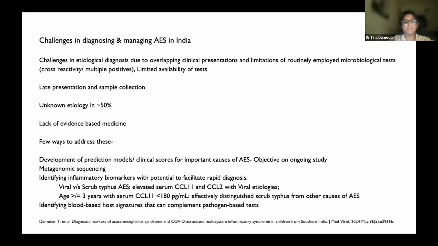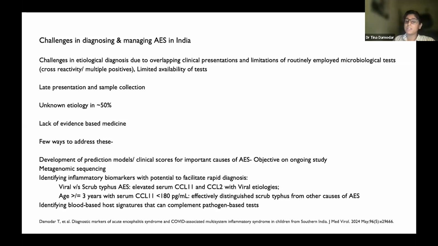So this is just the last slide. Briefly, the challenges in diagnosing and managing AES in India, based on my experience and my study, are as follows. The first challenge is that scrub typhus, dengue, and chikungunya are all endemic in India and have overlapping clinical presentations. So you cannot just clinically suspect. Eschar, which is pathognomonic for scrub typhus, is present in only 4% of the cases. So there's really no differentiating factor at clinical presentation.